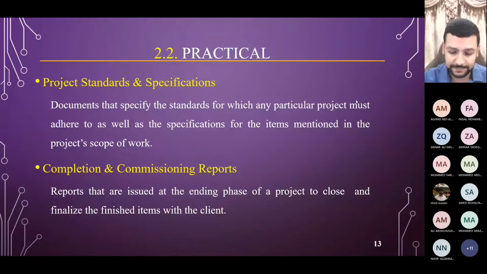Then we have the project standards and specifications. Okay, now you have a project. Congratulations. You can start construction, but wait, how are you going to do it? Based on what? As engineers, we have tons of documentation regarding standards and specifications. For instance, here in Saudi Arabia, we have the Saudi Building Code. It specifies each and every type of material and how it can be used and how it cannot be used.